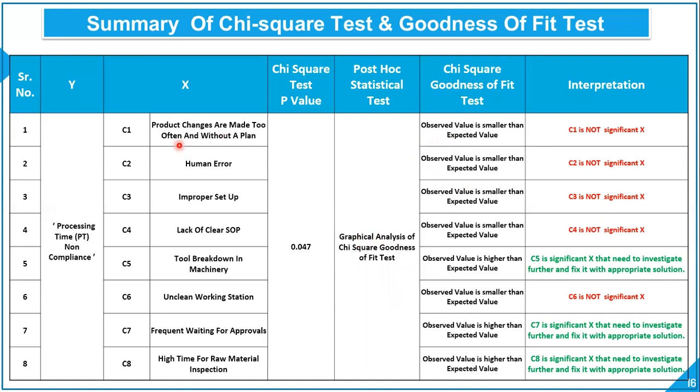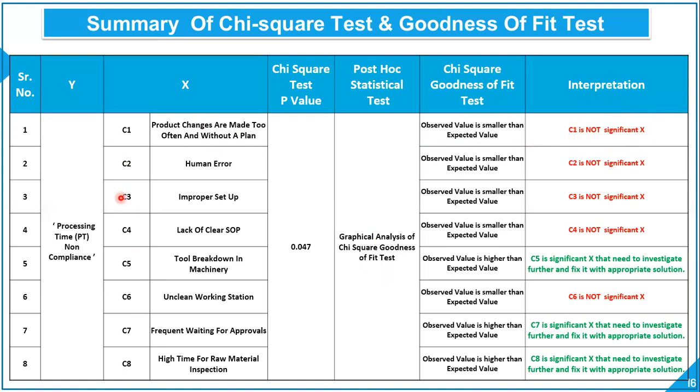We observed that for C1, C2, C3, C4, and C6, let me repeat, for C1, C2, C3, C4, and C6, the observed value is relatively smaller than the expected value, or the bar of the observed value is shorter than the bar of the expected value. And that is why C1, the first cause, product changes are made too often and without a plan, has no statistically significant impact upon Y. That is what we observe.